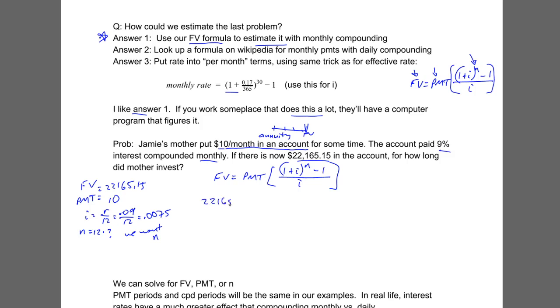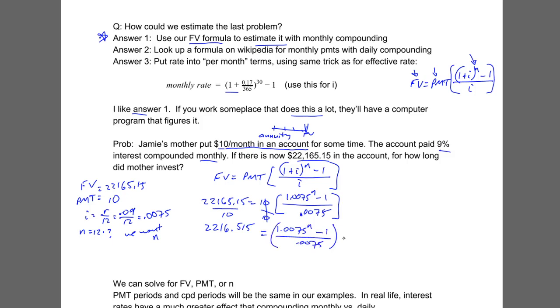So 22,165.15 is 10 times all this stuff. 1.0075 to the N. We don't know what N is. Minus 1 over 0.0075. So notice that this minus 1 is not up with the N. It's on the bottom. All right, so now divide both sides by 10. So 2216.515. Right, we divide it by 10. And then we have this thing, 1.0075 to the N minus 1 over 0.0075. Then we multiply both sides by 0.0075.